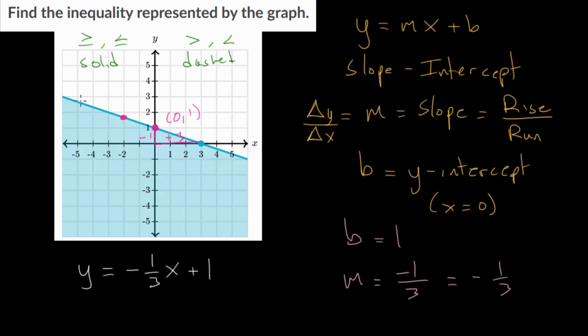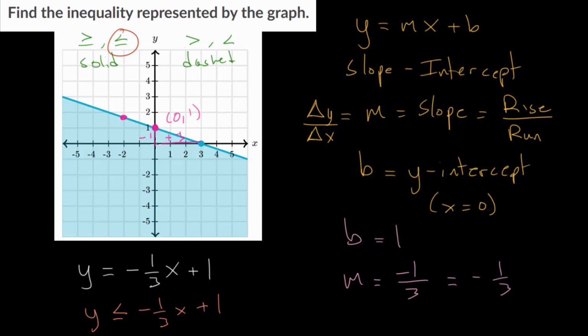And from here, since we know that we have a solid line, we can narrow it down to one of these. And since the shaded region is less than the line, we would say that y is less than or equal to this -1/3 x plus 1. So this right here would be our final answer, but we can test it by just picking some point in the shaded region and showing that our inequality would be true.